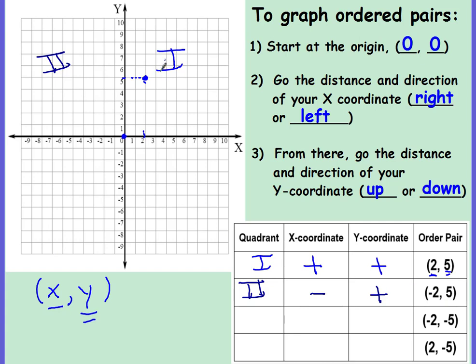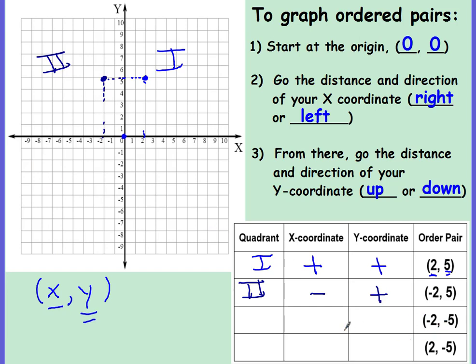So let's graph it. Start at your origin. We're going negative 2 units, so that's to the left. And then we're going to go up 5 units. And where the 2 lines intersect is where you're going to plot your point.